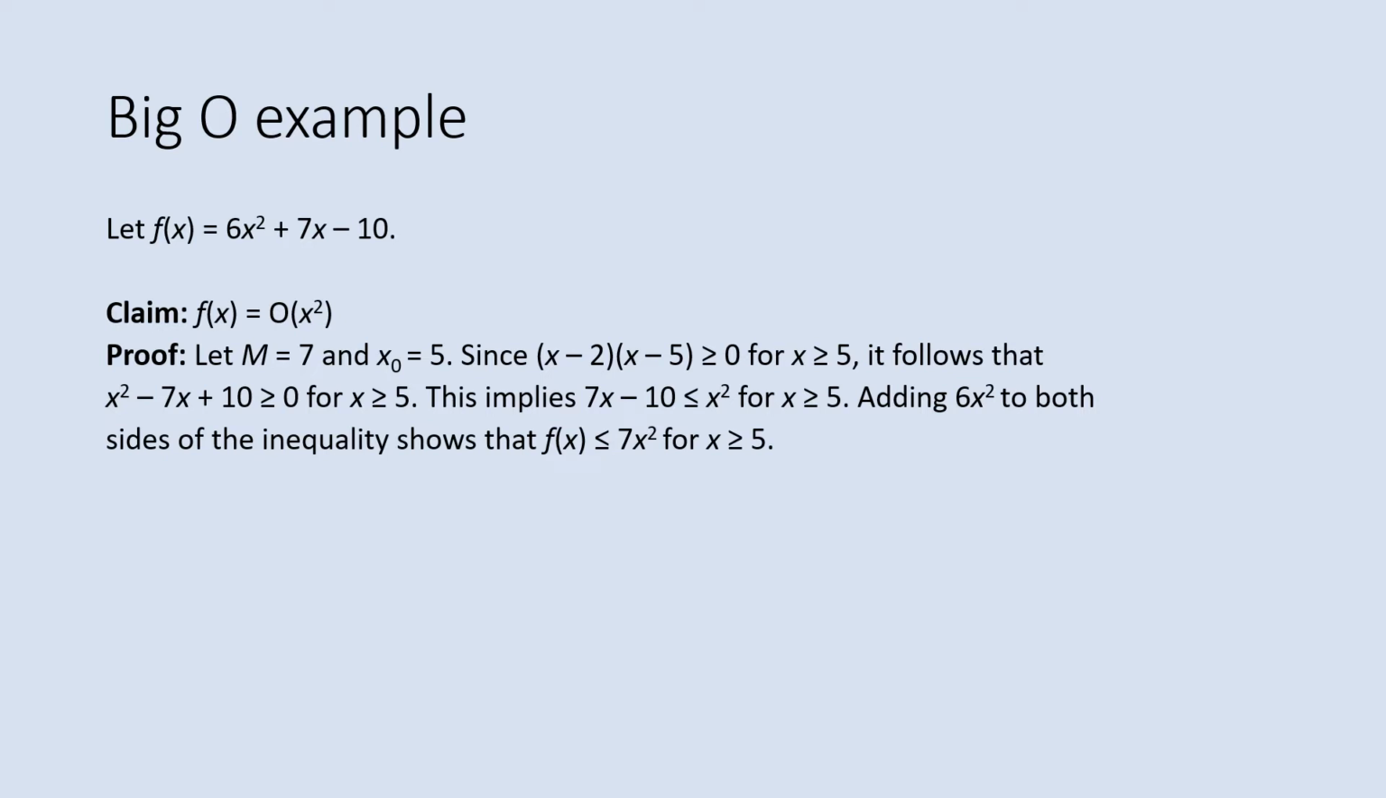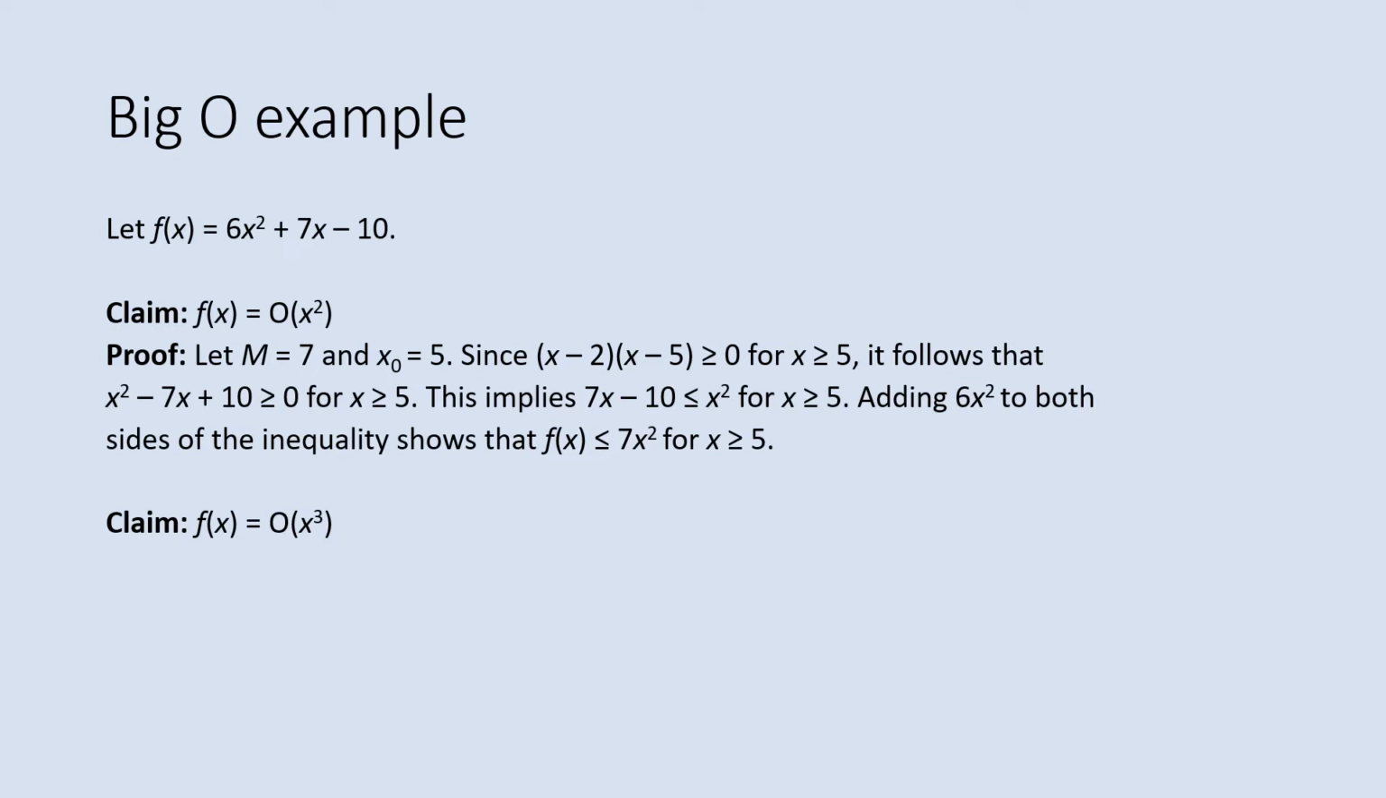Now that may not be the case when the x value is less than 5, but it is the case for everything greater than 5. If we pick a different m, then maybe we can get a smaller x naught, or a different m, and we might need a bigger x naught. But the claim does not say that the m and x naught have to be the best example, whatever that would mean; we just have to find a value. So f of x is big O of x squared.